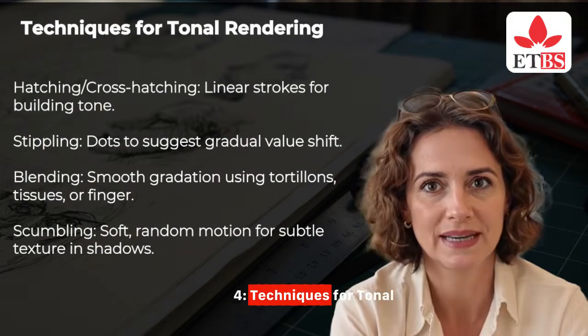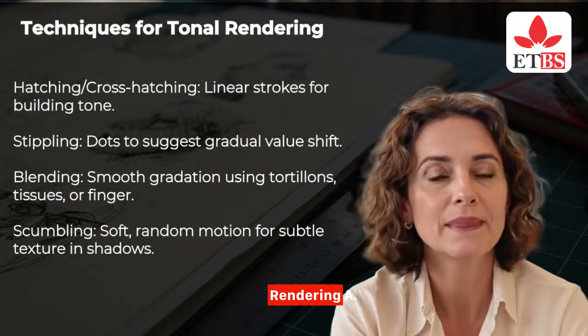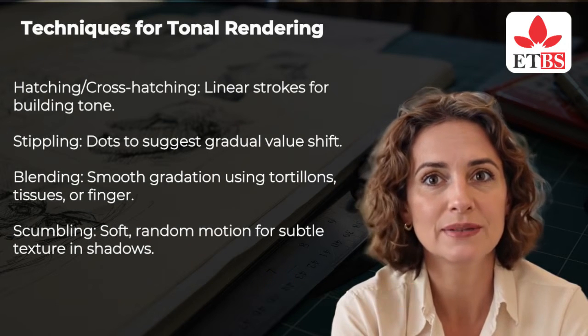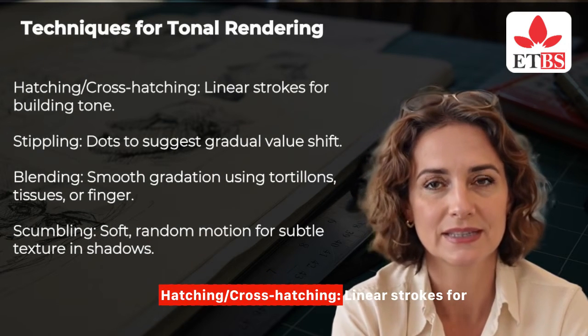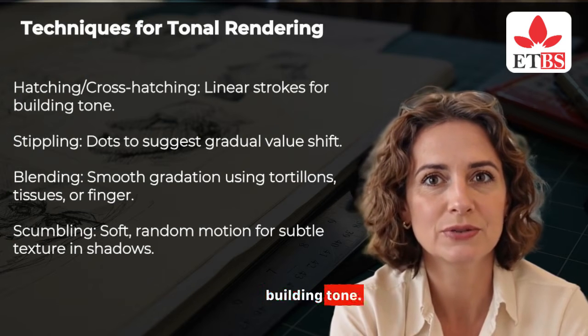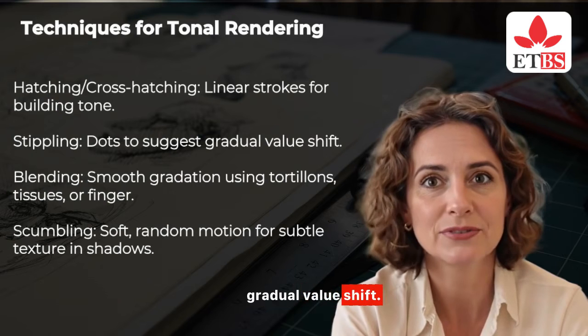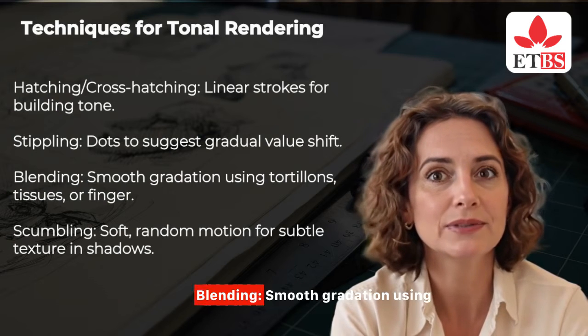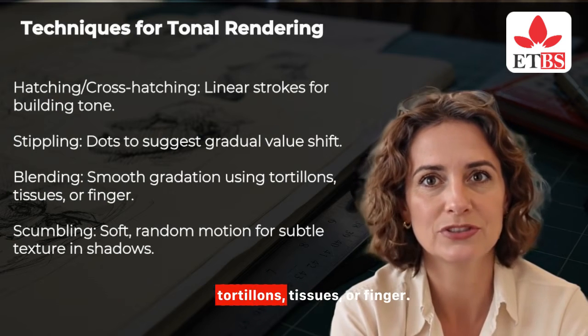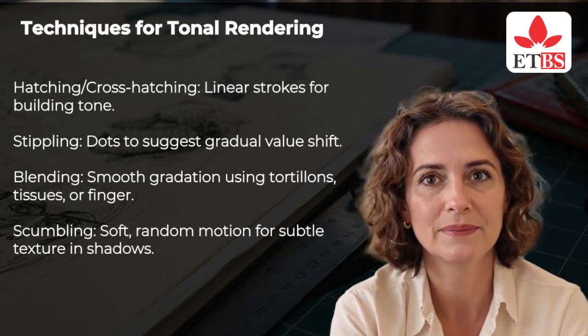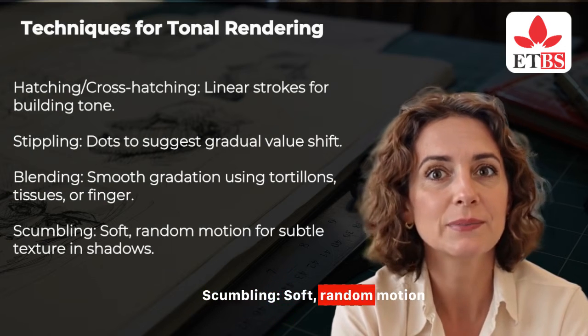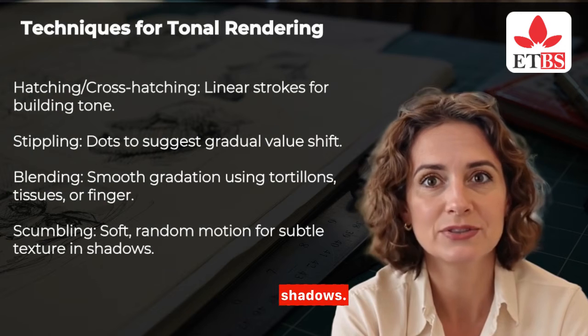4. Techniques for tonal rendering. A. Pencil and charcoal rendering. Hatching, cross-hatching, linear strokes for building tone. Stippling: dots to suggest gradual value shift. Blending: smooth gradation using tortillons, tissues, or finger. Scumbling: soft random motion for subtle texture in shadows.